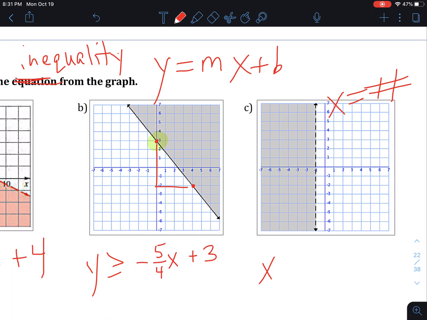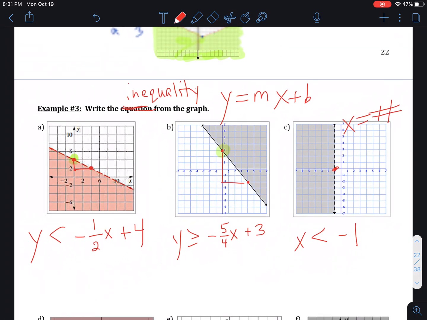On a vertical line, you can think back to your number line shading. So that would be to the left, and that would be less than. This is the only time that you can do left and right with the shading, when you have a vertical line. And then the number would be right here where it crosses the x-axis, -1.